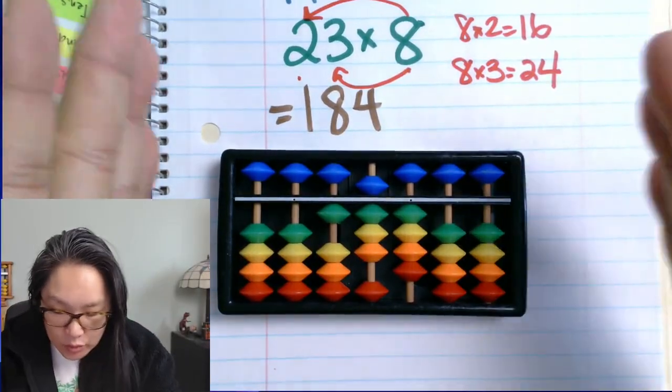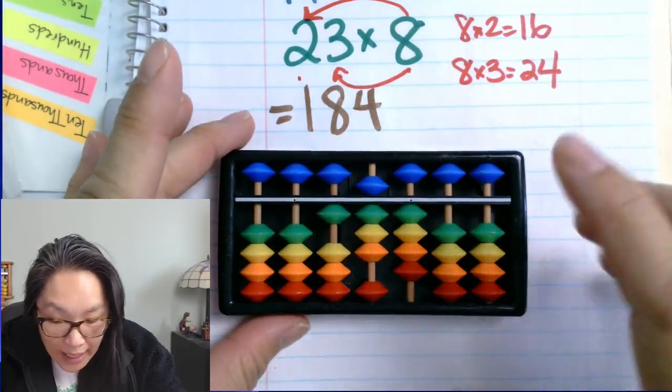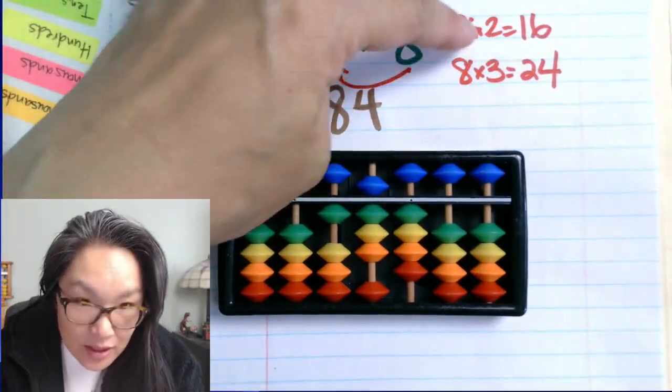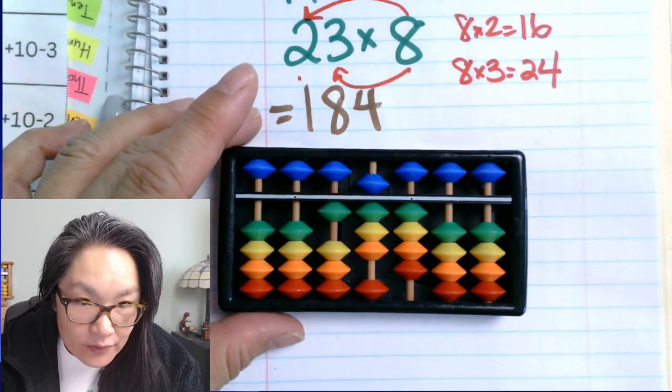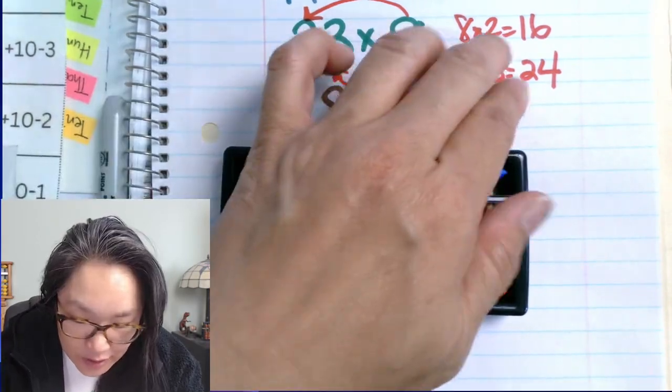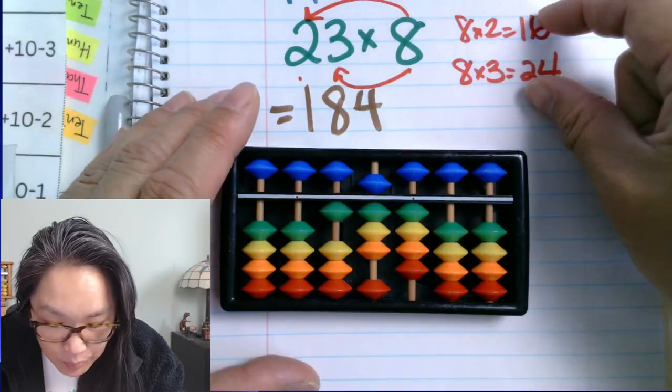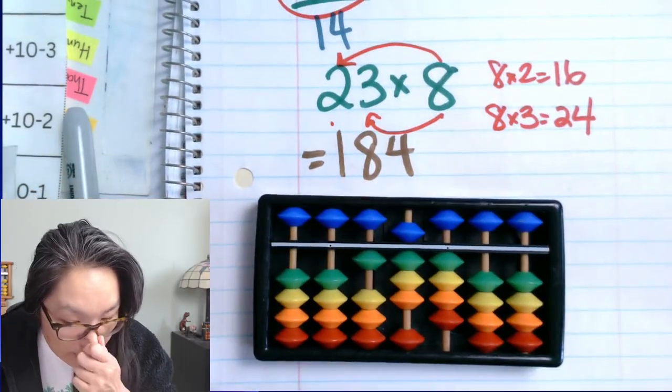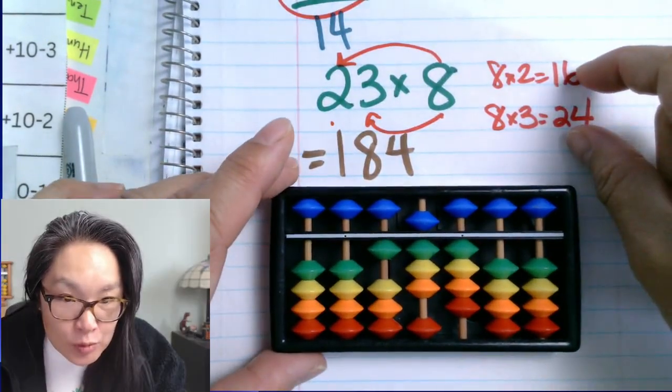But the thing is to really understand how to read the abacus. Why? Because we're actually doing this in our head. If you really think about it, we're really doing this in our head. But the abacus breaks it up into small chunks. It's able to break it into manageable pieces.